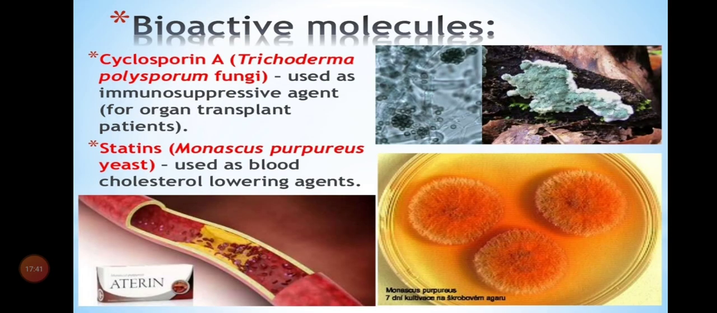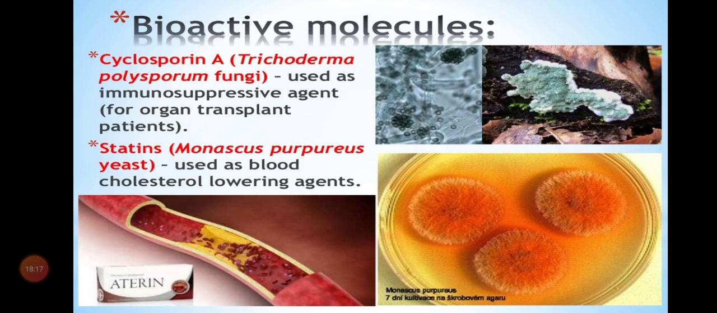So next, last part, bioactive molecules. What do you mean by bioactive molecules? Here some molecules will be produced, and they are very, very important in clinical studies. One such bioactive molecule is cyclosporine A. It is not a chemical, it is not an enzyme, it is a molecule only. Where are we taking it from? From the fungi group. Okay, Trichoderma polysporum is a fungus. From that only we are taking cyclosporine A, a bioactive molecule.